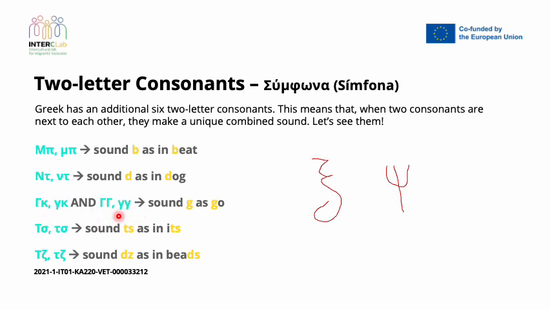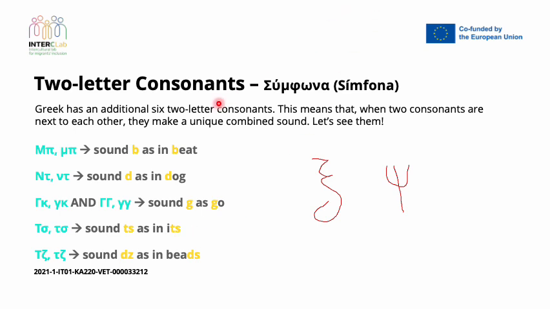The next one is the T and the S sound. T and S together sound like T, as in it's going to be okay.